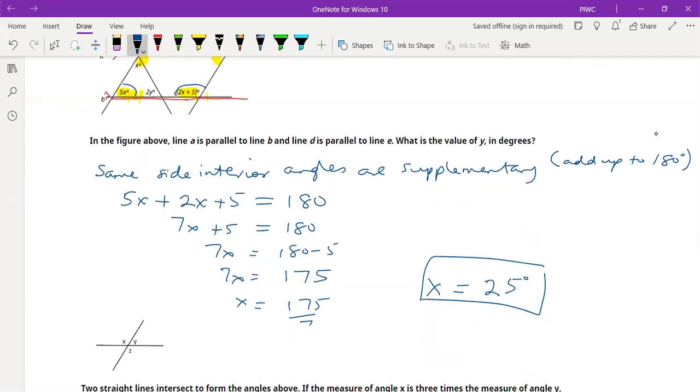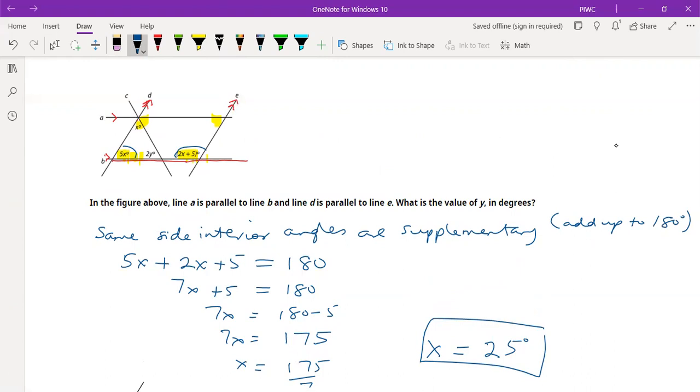So if x is 25 degrees, our aim is to find y. So let's find y. If you look at the diagram one more time, x will be 25 here. And then 5 times 25, that will be this angle. So 5 times 25 gives us 125. So it means this angle is 125 degrees, right?